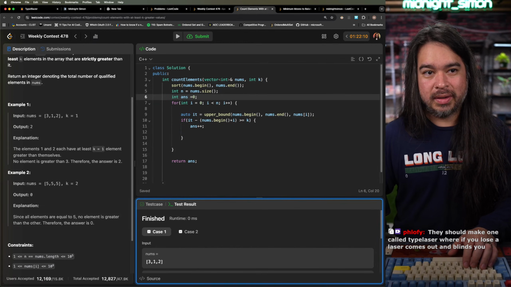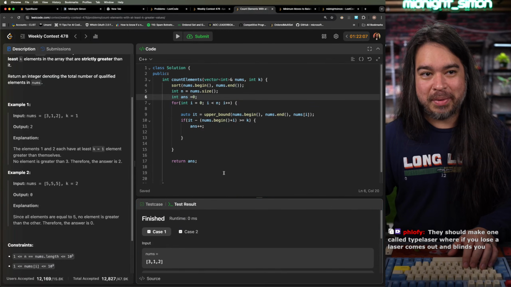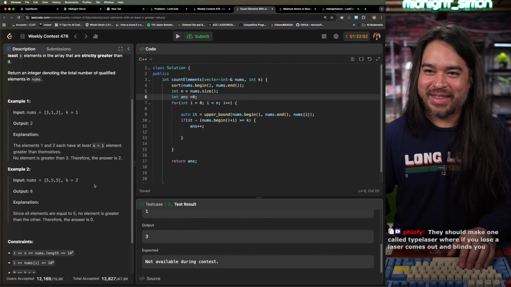Jesus. They should have made one called Type Laser, where if you lose a laser comes out and blinds you. Man, who wants to play that?